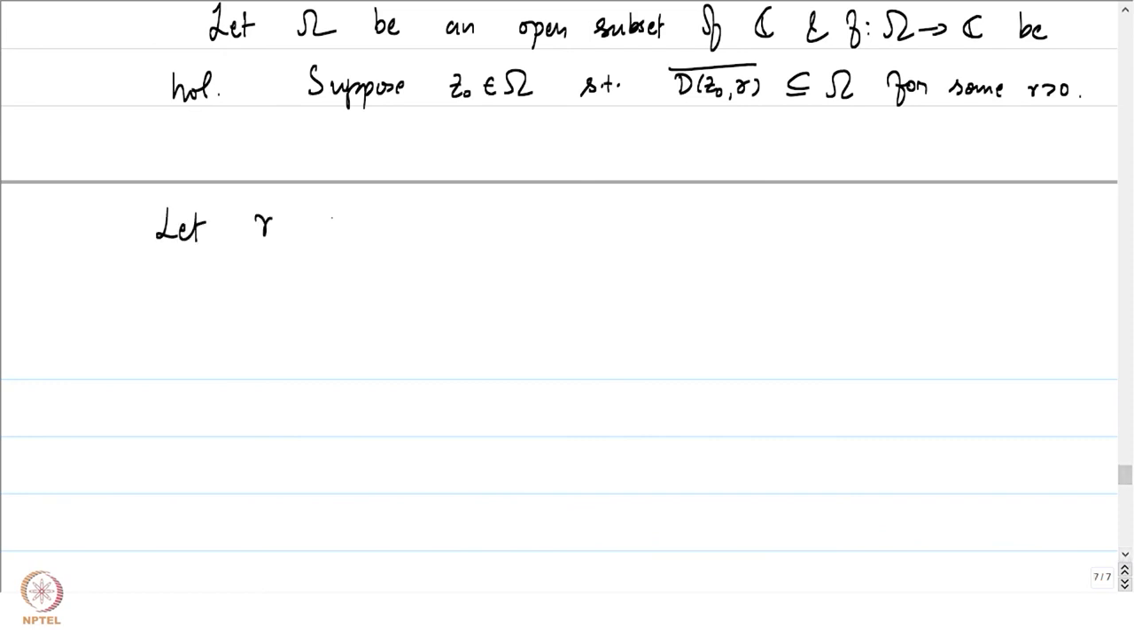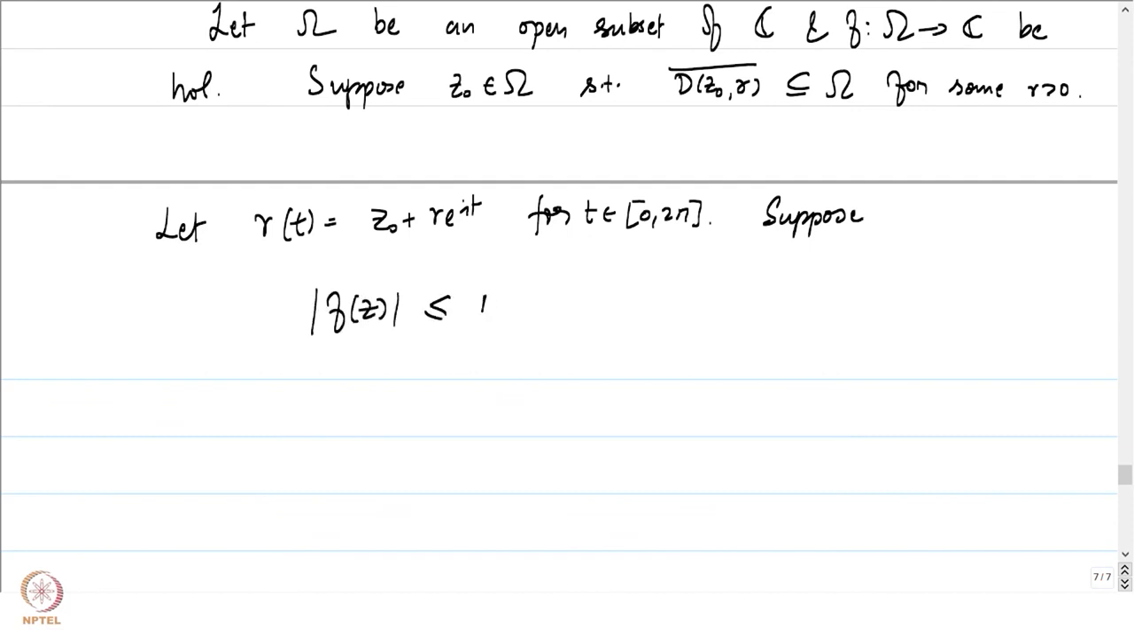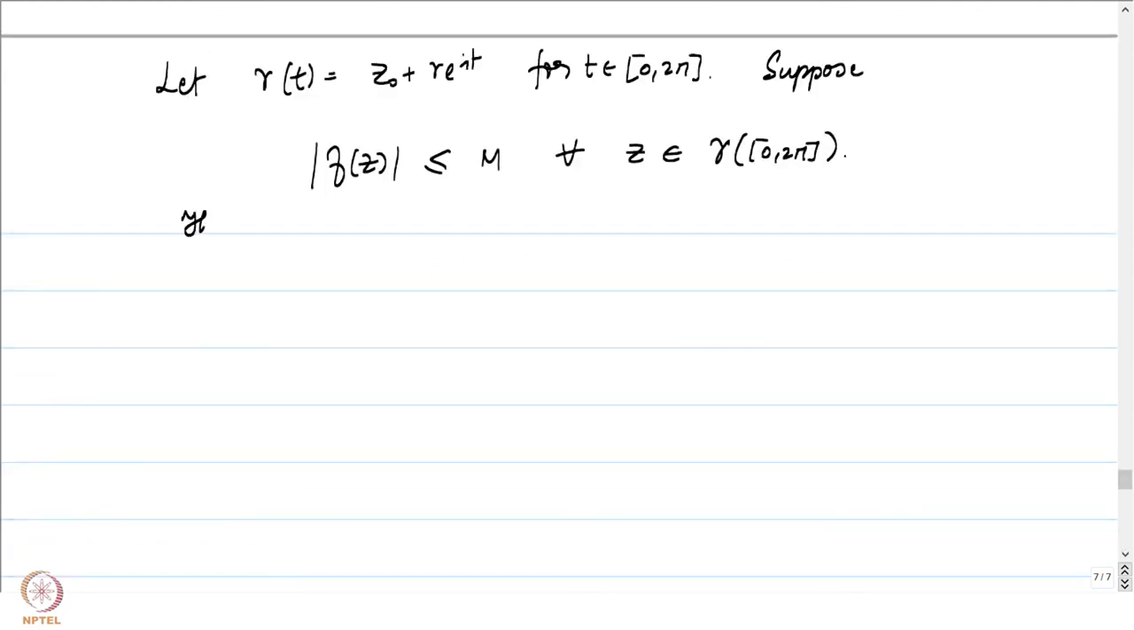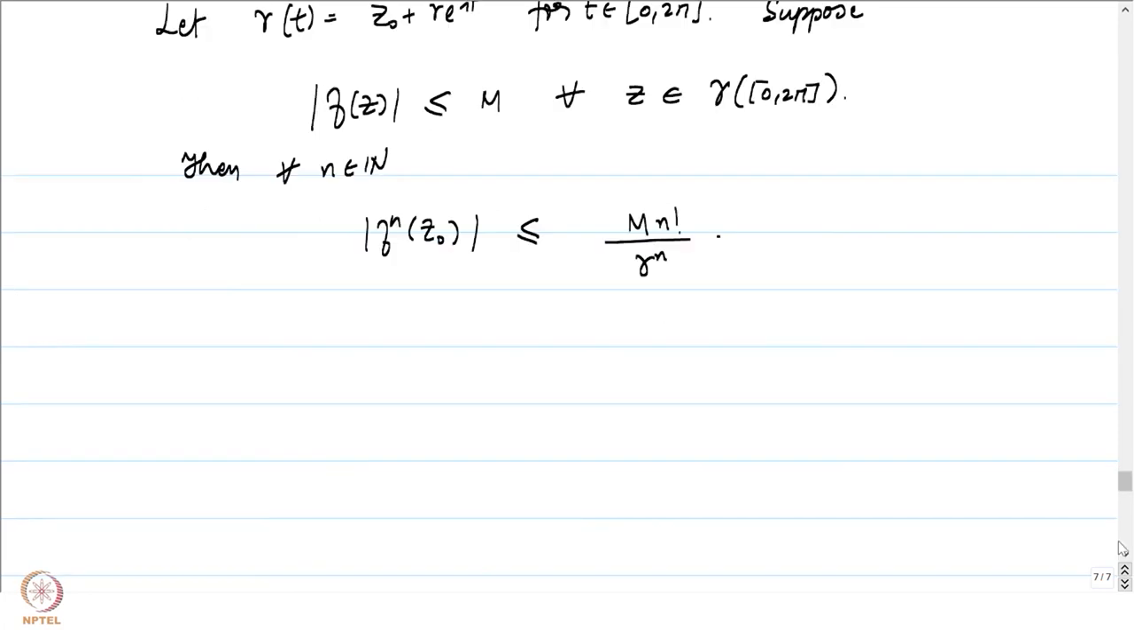Let gamma of t be equal to z0 plus r e to the power I t for t in 0 to 2 pi. Basically, it is the circle of radius small r around z naught. Suppose the absolute value of f of z is less than or equal to m for all z in the image of gamma, gamma of 0 to 2 pi, then for all n in natural numbers, we will be able to put a bound on how the derivatives of f at z naught will behave. This is going to be less than or equal to m into n factorial by r to the power n.